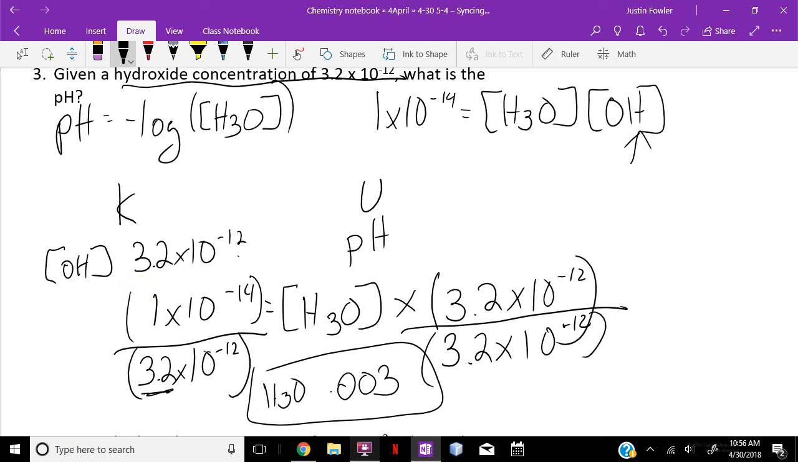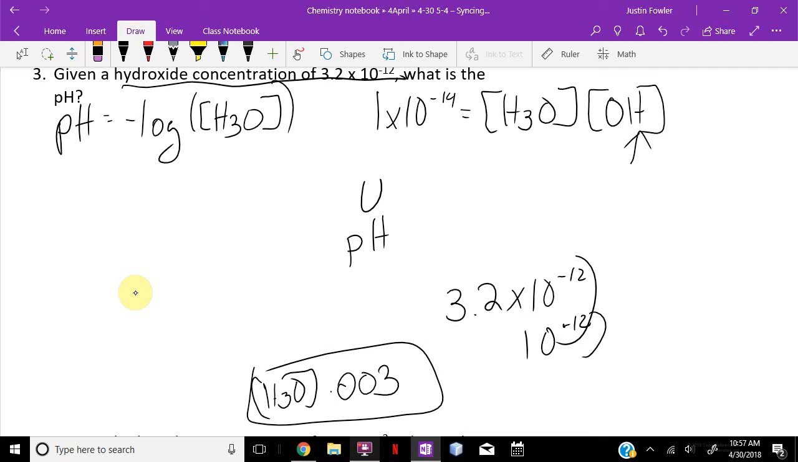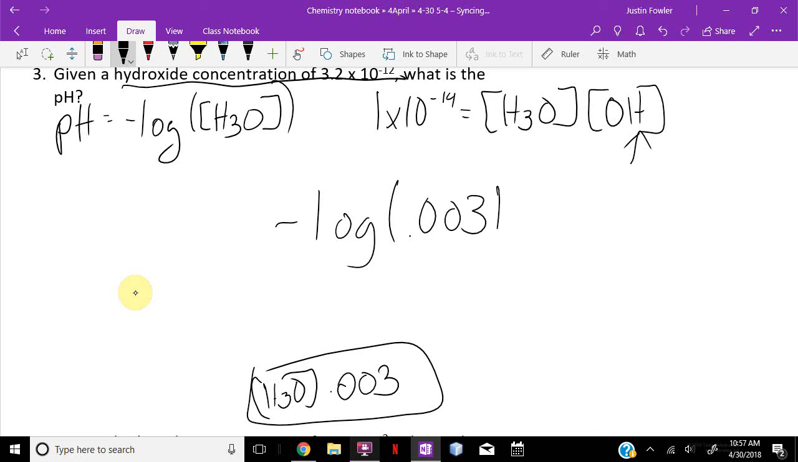H3O concentration. But have I actually answered my problem? No. So let me go ahead and erase some of this. So we now know our hydronium concentration. So we can actually now use that to plug into our equation to find our pH. So negative log of 0.003125, that's all those numbers in our calculator.